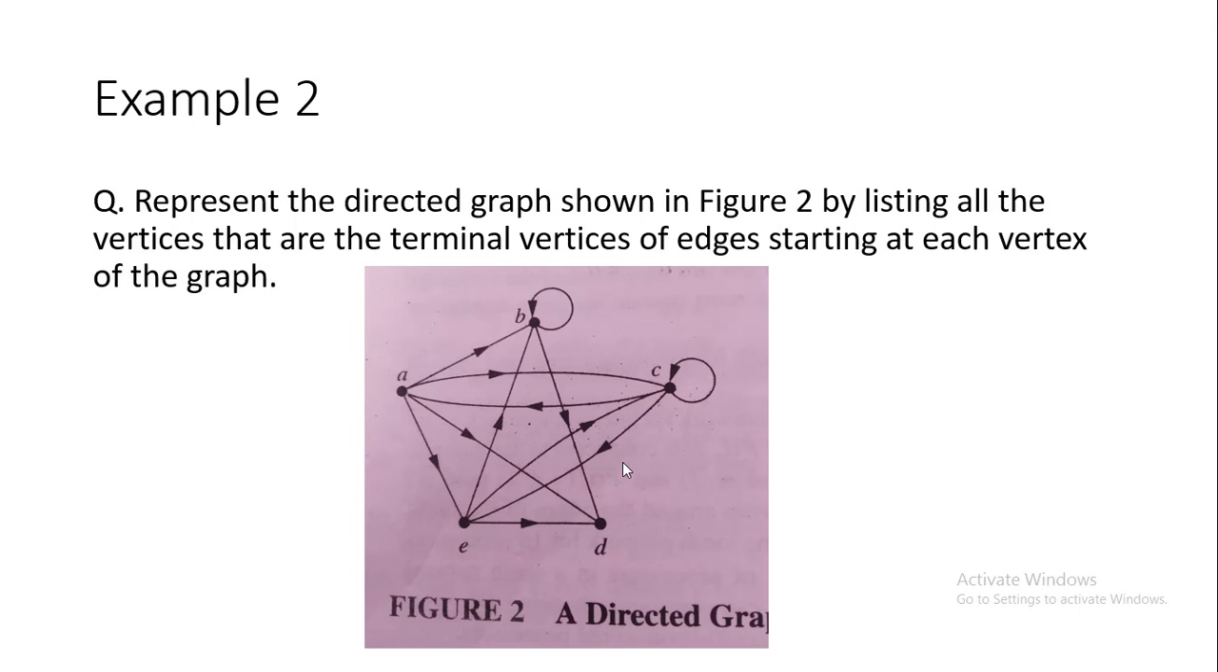Let's look at another example. Represent the directed graph shown in the figure by listing all the vertices that are the terminal vertices of the edges starting at each vertex of the graph. In the question the directed graph is given. In the first question a simple graph was given, but in the second example a directed graph is given and you have to find the terminal vertices of each and every vertex. Understood?